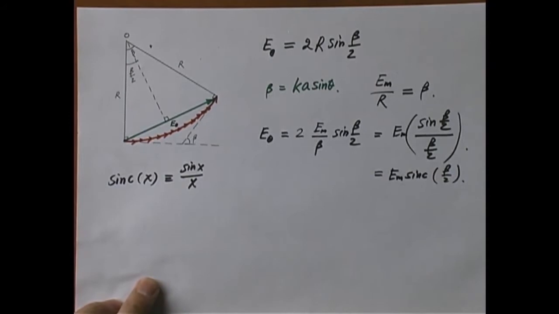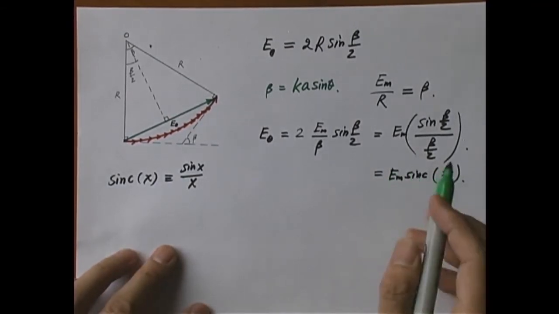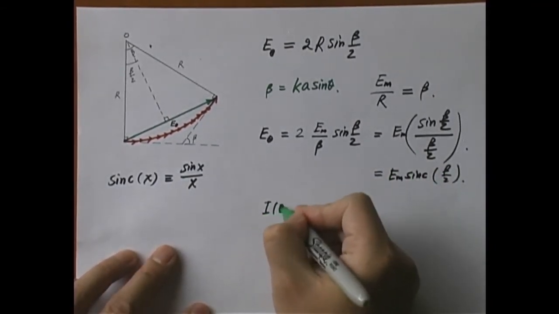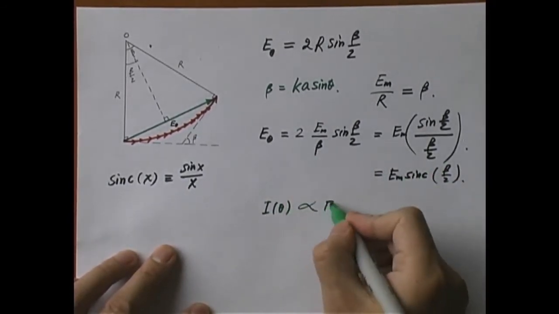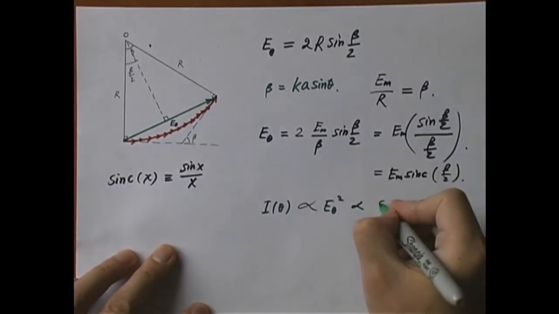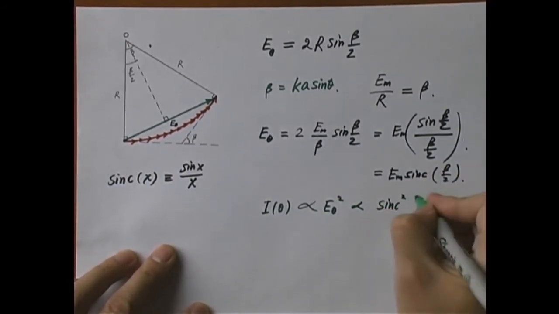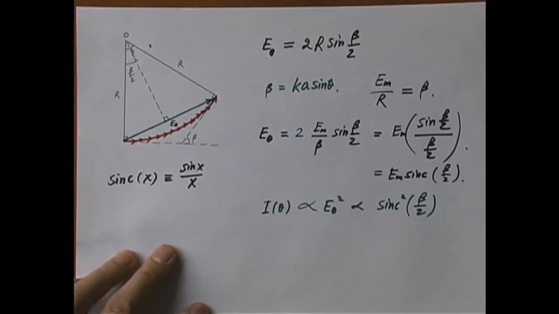Now what we're really interested in is the intensity. Intensity has to go like amplitude squared. So as far as intensity is concerned, I as a function of theta should be proportional to what? E theta squared. And that's proportional to what? Sinc squared beta over 2. There is a constant E maximum squared and some other constants, whatever.